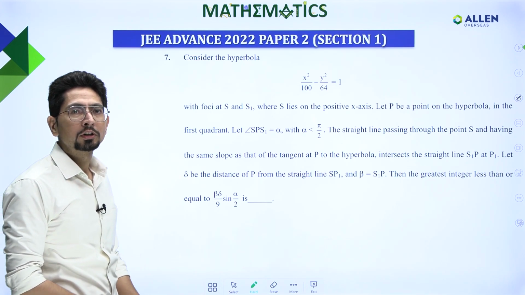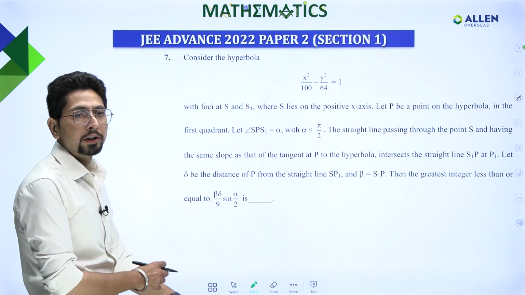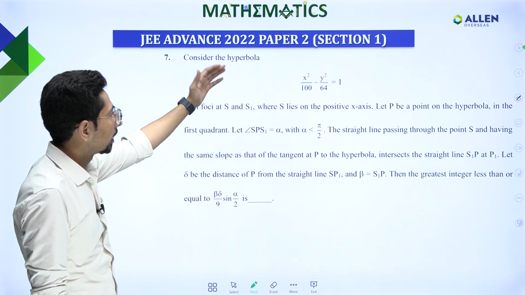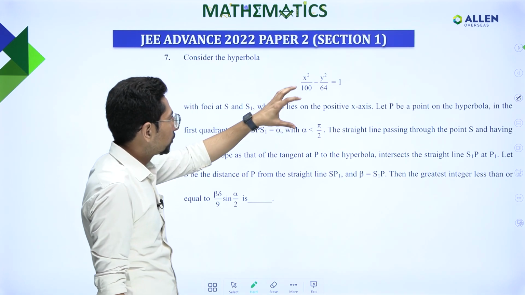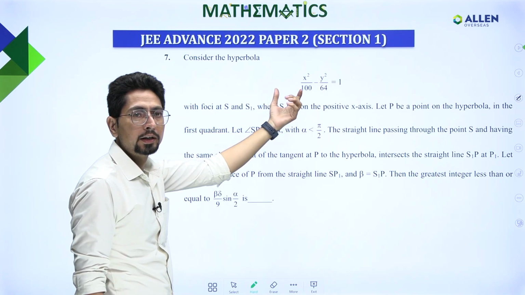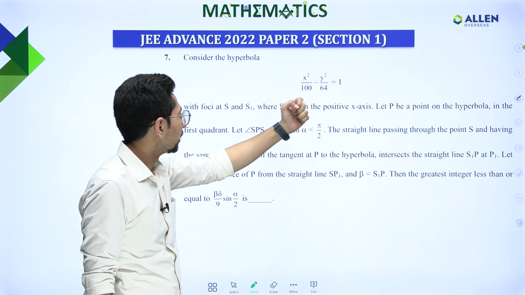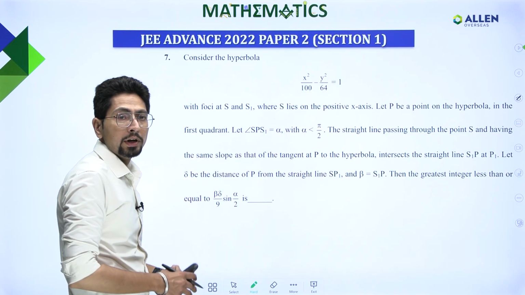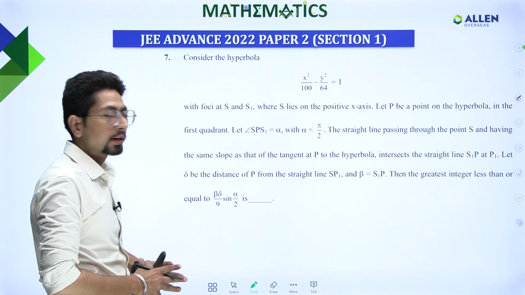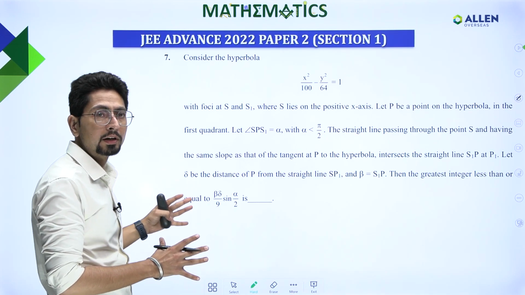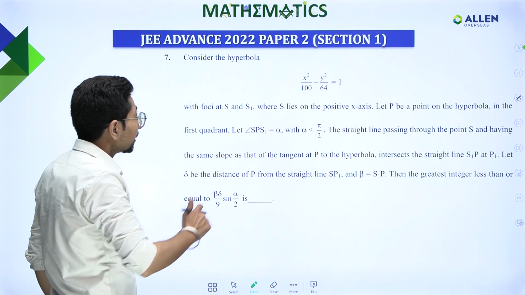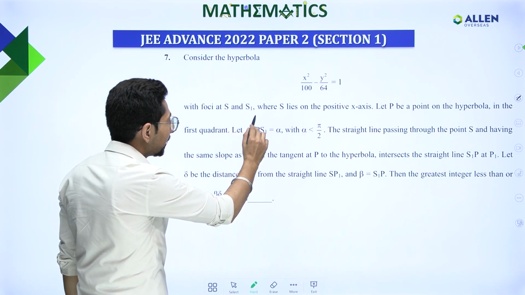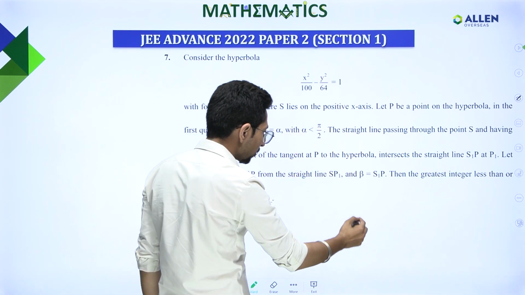Proceeding with the next question. This question is based on coordinate geometry, with respect to the hyperbola. So as per the equation, you can directly see A is 10 and B is given to be 8. Now, very sincerely, first of all, analyze what has been given in these lines. Foci at S and S1, right, where S lies on the positive x-axis.